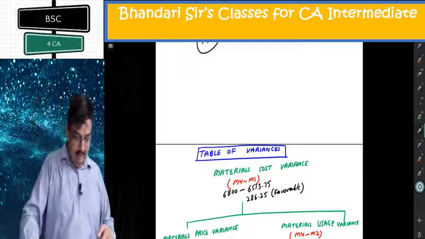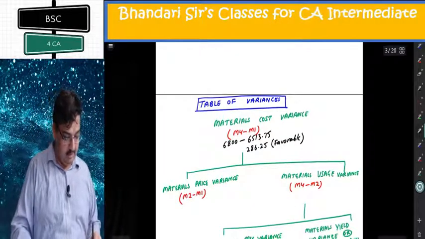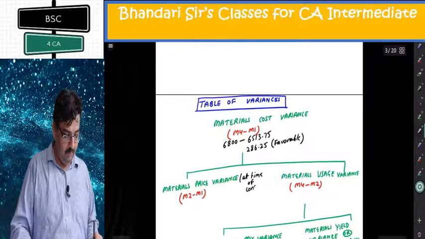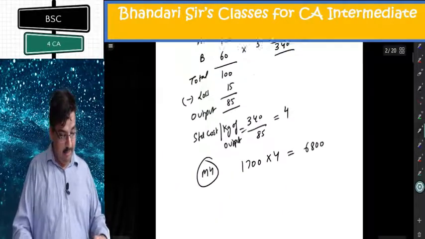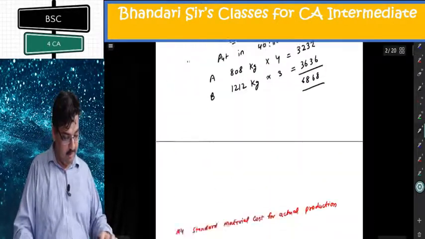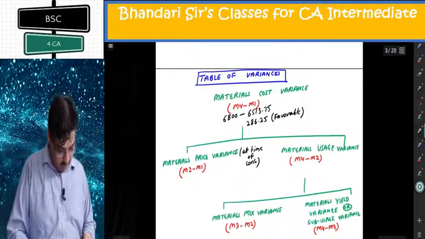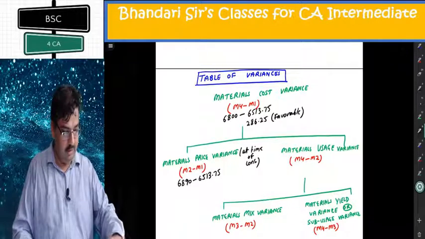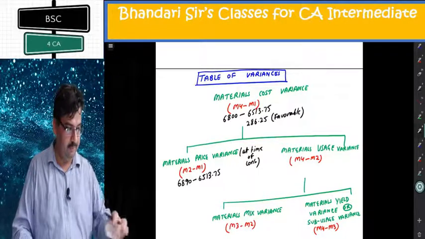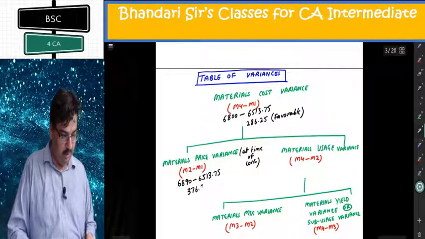You are getting the next price variance. This is at time of consumption. So I am getting from there M2 minus M1: 6890 minus 6513.75. 376.25 favorable.